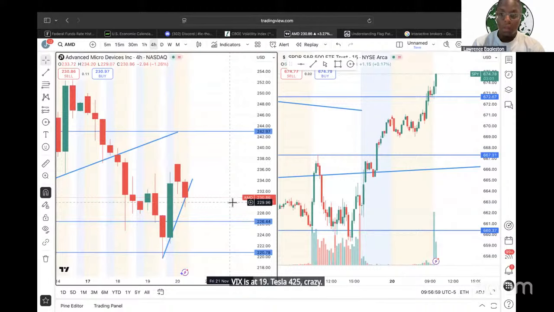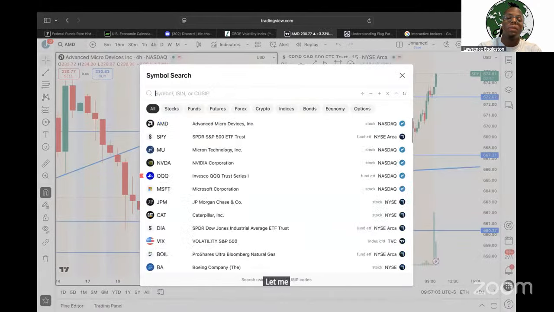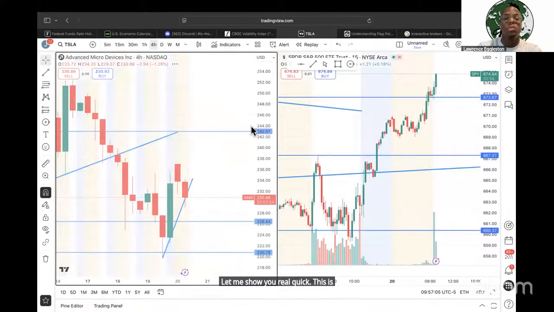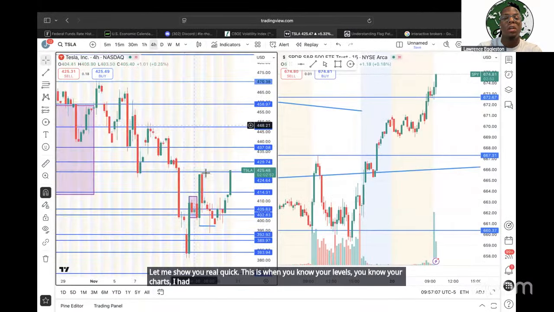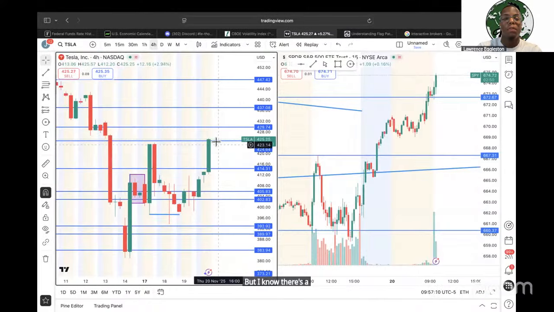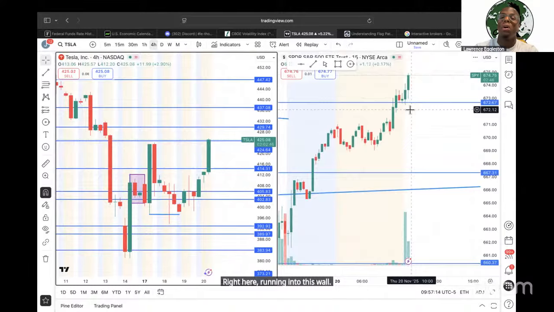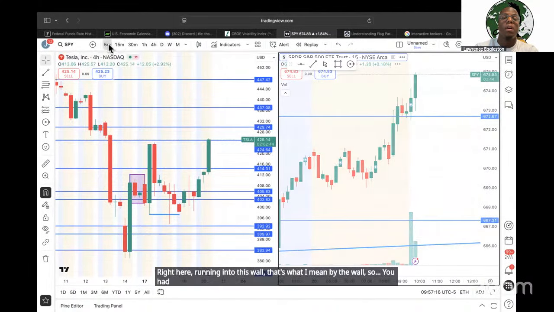Crazy day. Tesla's about to run into a wall. Let me show you real quick. This is when you know your levels, you know your charts. I hadn't even looked at Tesla today, but I know there's a level right here at 424, running into this wall. That's what I mean by the wall.